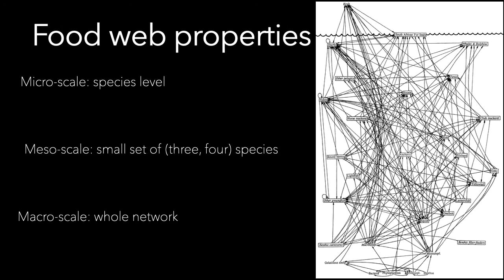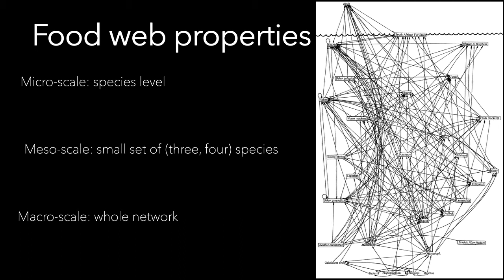Let's now look at food web properties. When we want to understand the structure of food webs, we can focus on three main scales. The micro scale, which is the species level. We can look at how species are, for instance, central to the food webs. What are their properties? What are their commonalities or differences?